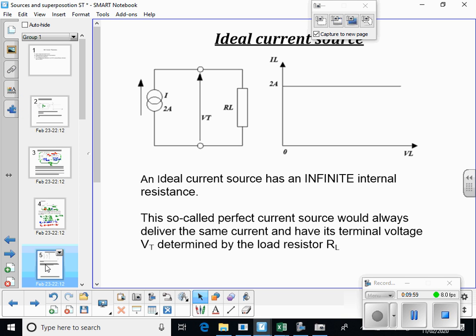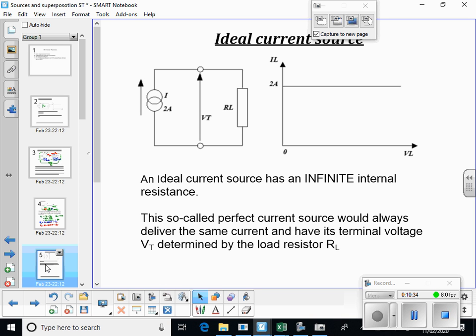Ideal current source. That symbol there, and I have to tell you, I've noticed the QUCS circuit simulator uses a slightly different symbol for a current source, but that's one I've always used, and that's from a textbook I use. Two interlinked circles as a current source. So if I had an ideal current source of 2 amps, it would always deliver 2 amps, regardless of the load I put on and what the terminal voltage was.